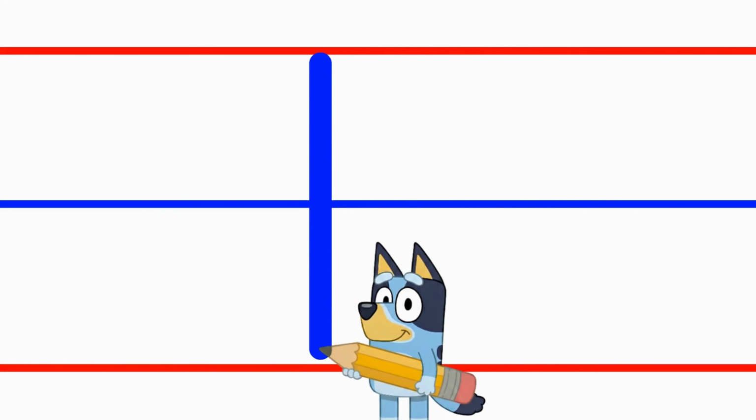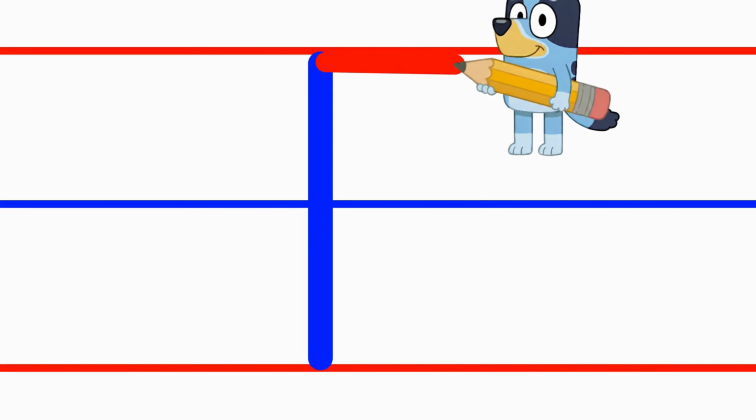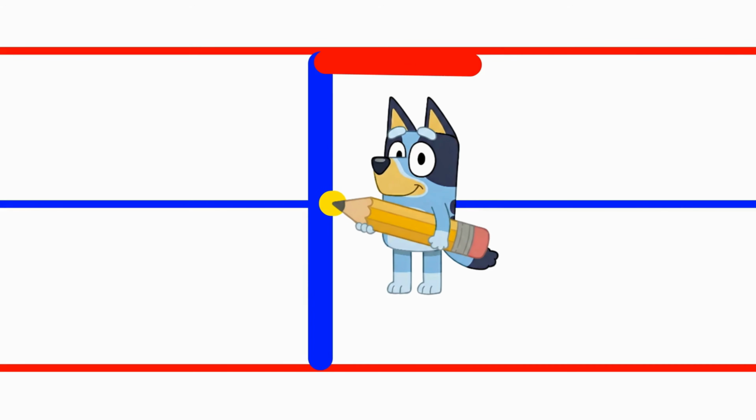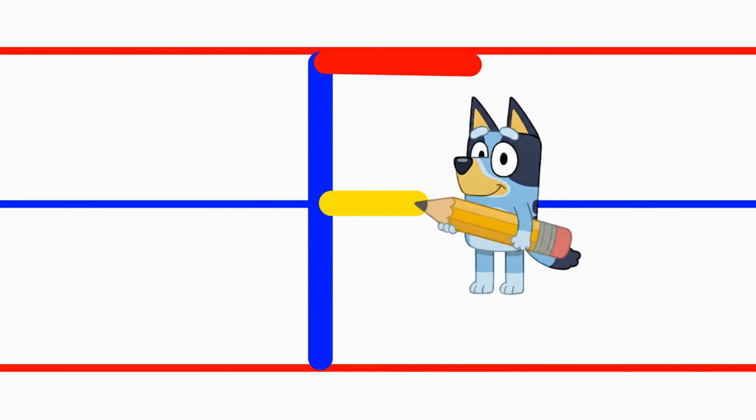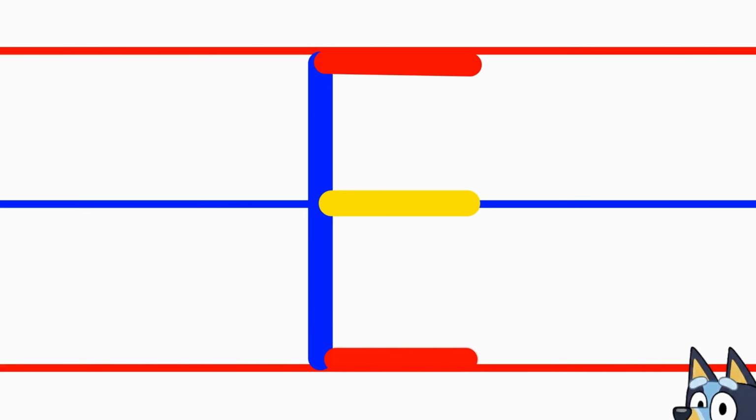Standing line. One small sleeping line at the top. Other small sleeping line in the middle. And one more sleeping line at the bottom. Capital E.